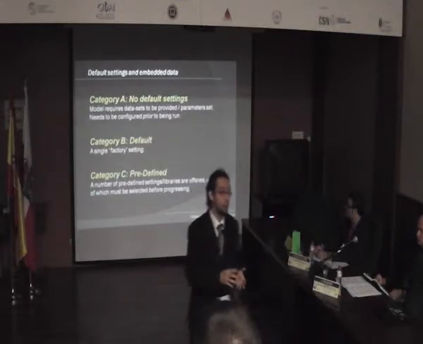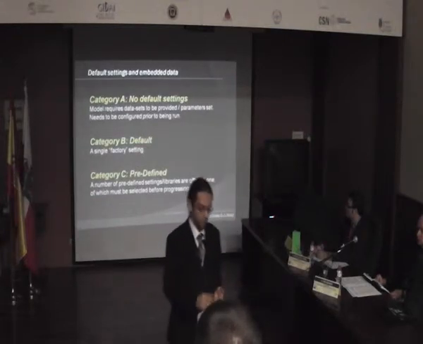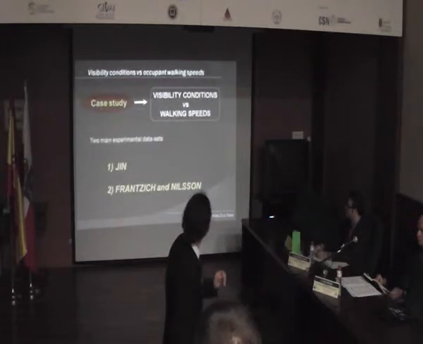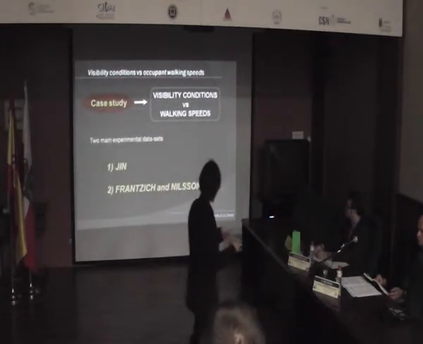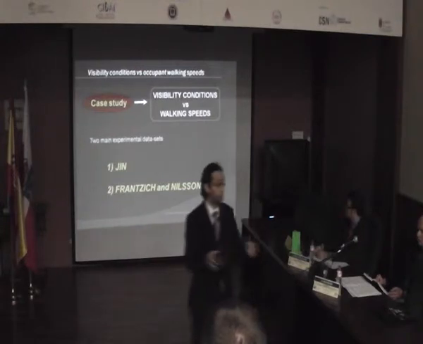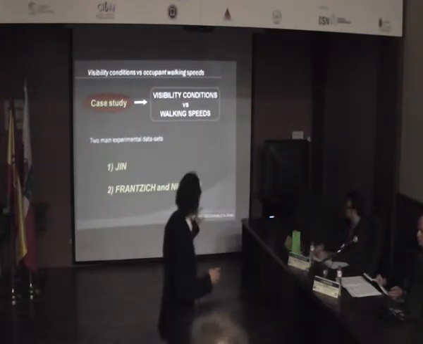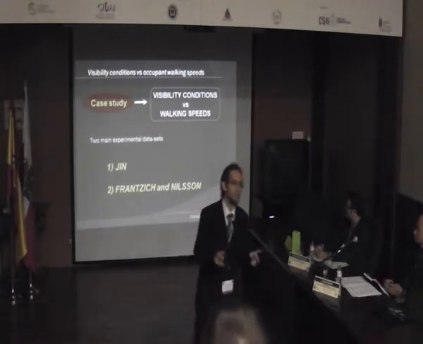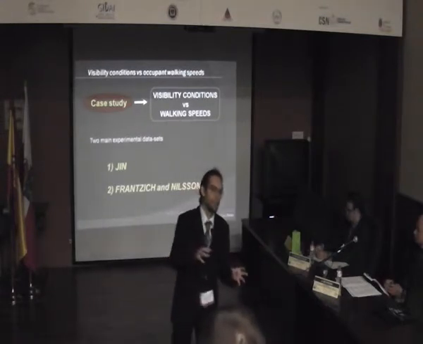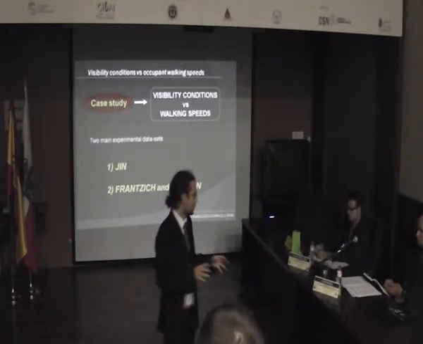So I can directly put the data set I'm collecting. Here, after this general description of the problem, we were focusing on this correlation between visibility condition and walking speeds. And currently we have these two data sets that are quite different and are based on different experimental conditions.